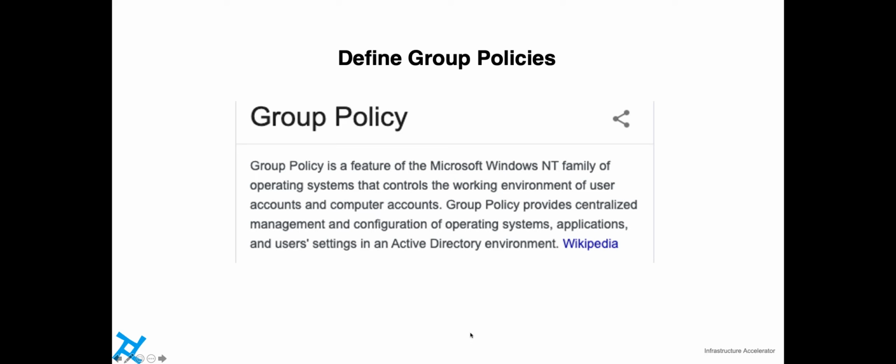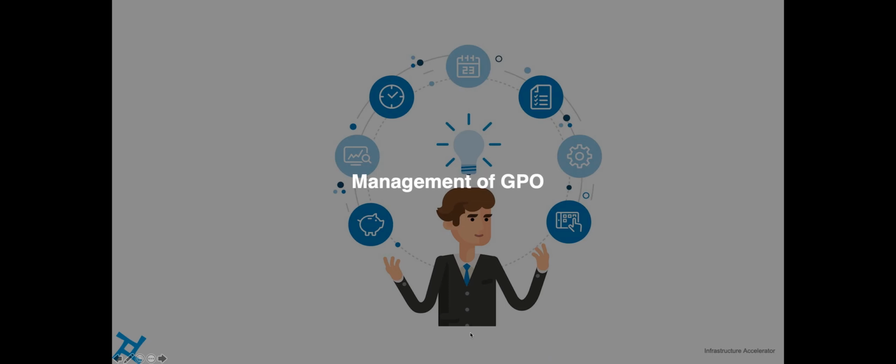Group policy provides centralized management and configuration of operating systems, applications, and user settings in an Active Directory environment. So, once again, it is centralized control. Centralized management means centralized control and configuration of the operating system settings, the application settings, and the user settings in an Active Directory environment. So that's what group policy is. I hope that definition is pretty clear. So we'll just move on to the next section, which is management of group policy objects.